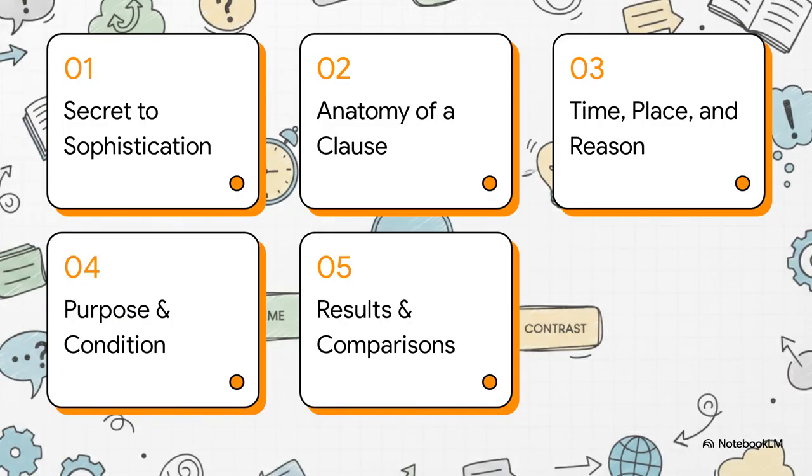Okay, let's take a quick look at our roadmap. We'll uncover the secret to sophistication, break down the anatomy of an adverb clause, explore time, place, and reason, then dive into purpose, condition, and contrast, before wrapping it all up with results and comparisons. Let's get right into it.